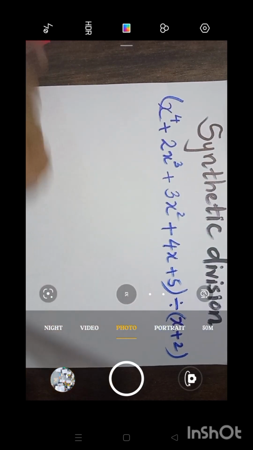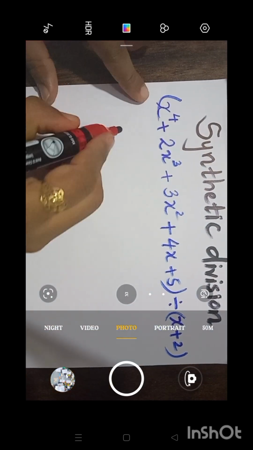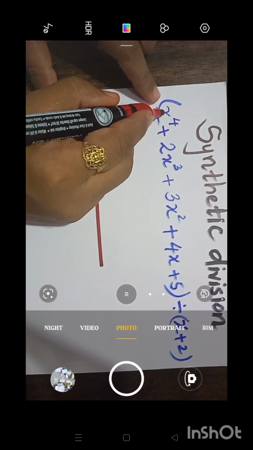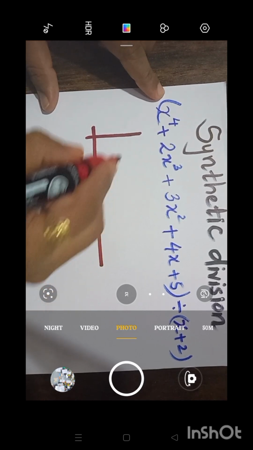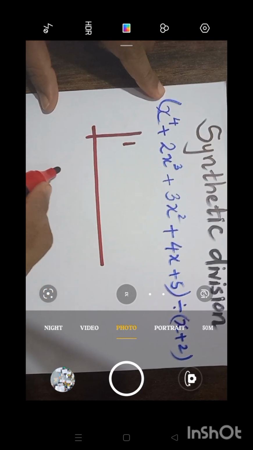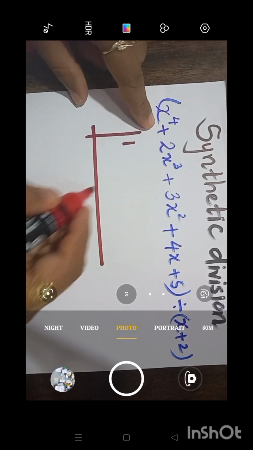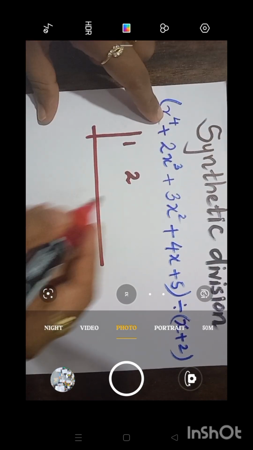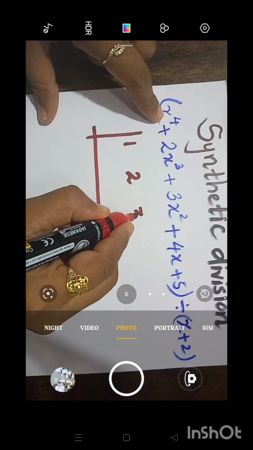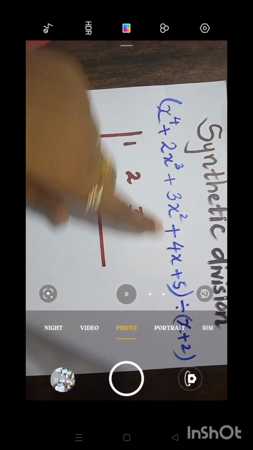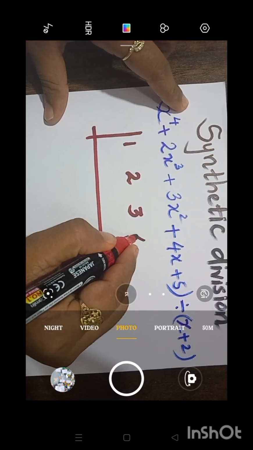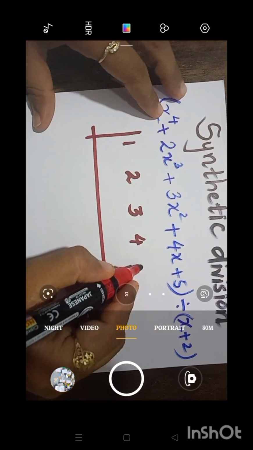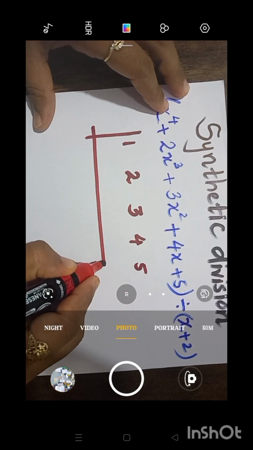So what we need to do is write the coefficients of this polynomial here. The coefficient of x raised to 4, no number, means the coefficient is 1. The coefficient of x cube is plus 2, so I can write 2. The coefficient of x square is plus 3, so I can write 3. The coefficient of x is plus 4, I can write 4. And the coefficient of x raised to 0 is plus 5, I can write 5.